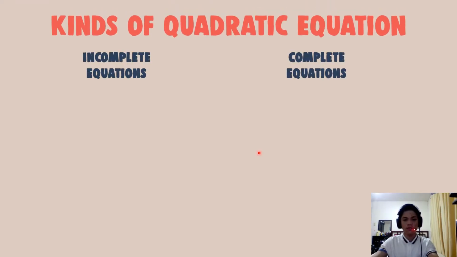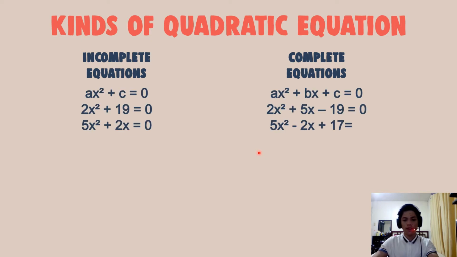Solving quadratic equations using the square root property and factoring. Today we will learn how that works. Now, there are kinds of quadratic equations. First are incomplete. Like I said, they are equations that don't have the complete general form or standard form. You can see here there's no linear term, that's why it's incomplete.